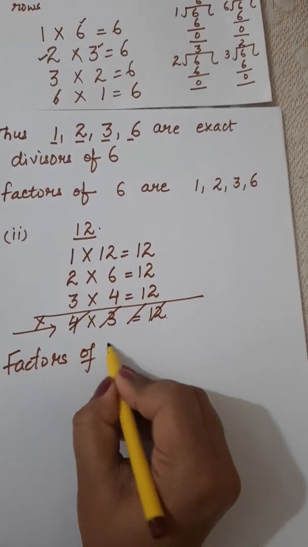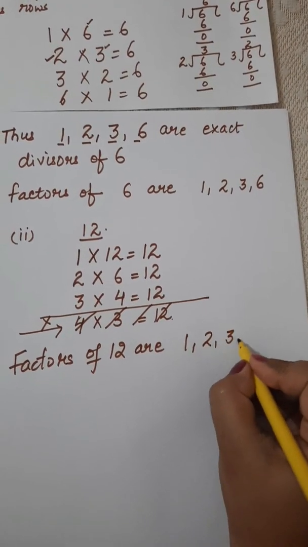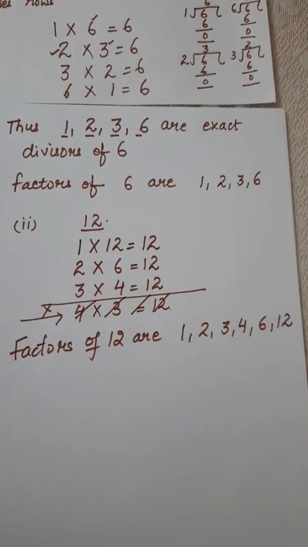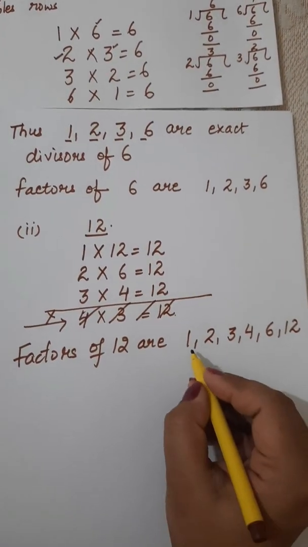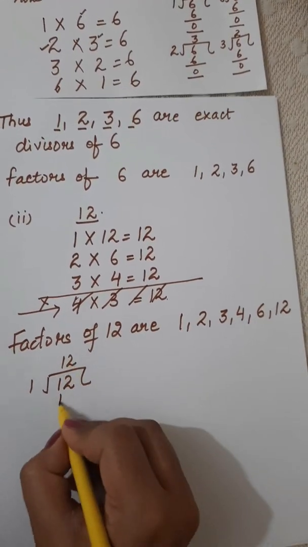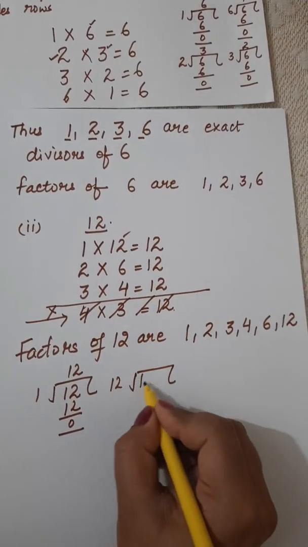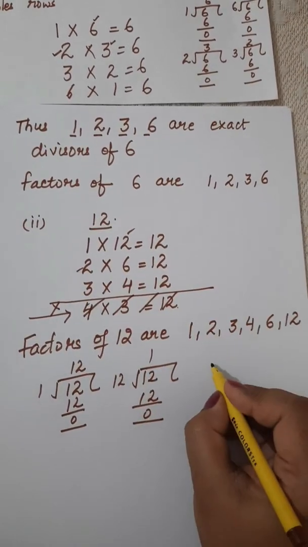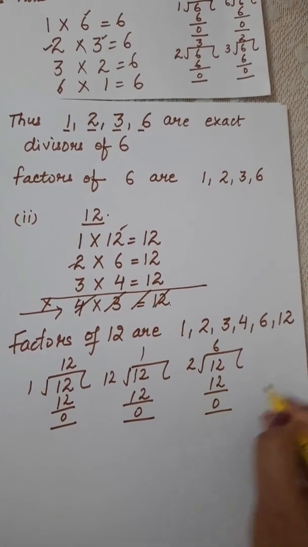Factors of 12 are 1, 2, 3, 4, 6 and 12, because in the previous activity we did, factors means which are the exact divisors. If I divide 12 by 1, then I will get 0. If I divide 12 with 12, 12 ones are 12, again I will get 0. Here remainder is 0. If I divide 12 with 2, 2 6s are 12, I will get remainder 0.